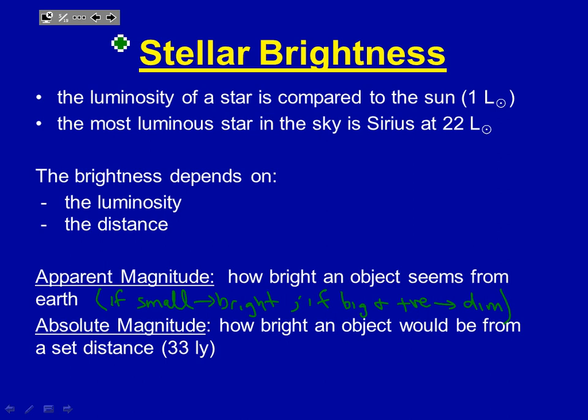We'll blame the rednecks. Negative 26.7 is the sun. But Sirius is negative 1.46. Right, because it's still bright, but it's not as bright as the sun. So it's a smaller number.